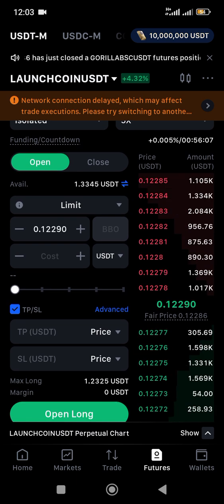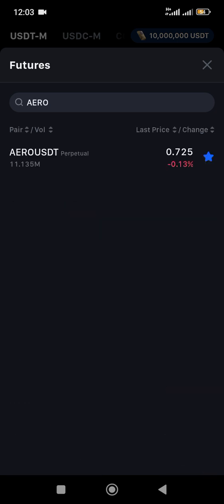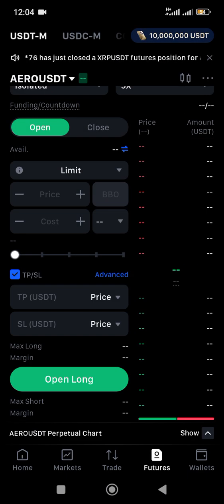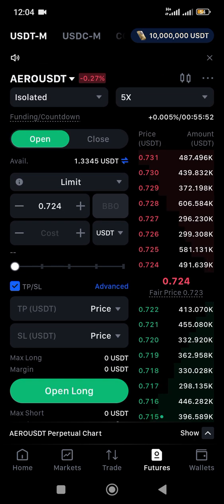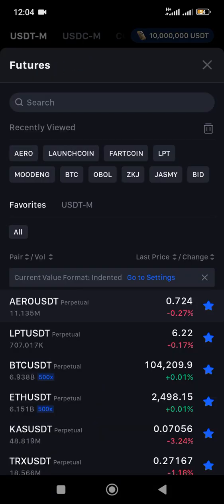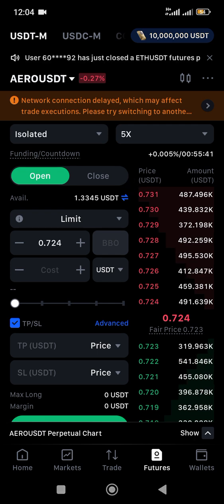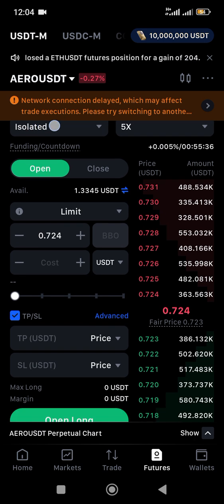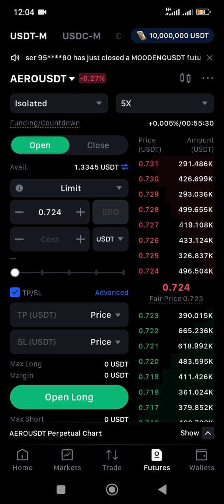Alright, so right here I want to trade this. Let's assume I want to trade this token ETH USDT. So I will choose it and it will come up here. So once it comes up, the next thing I will do is to select the type of margin I want. Is it isolated margin or cross margin?